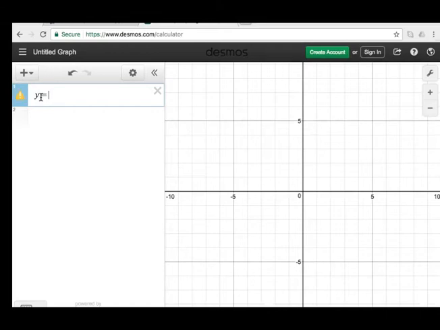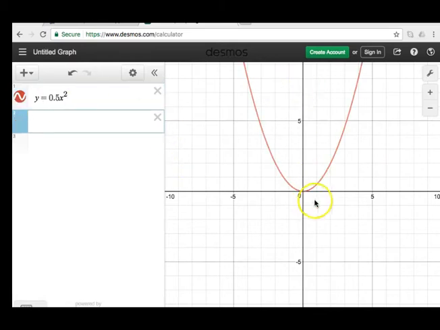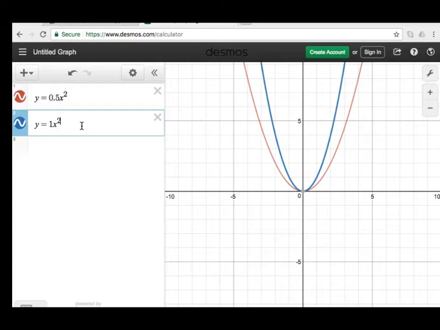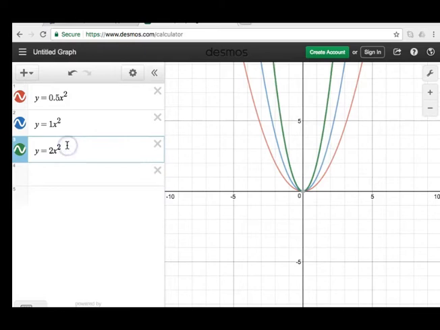So y equals a half. I'm just going to go 0.5 for a half. X, see that's a straight line, and I have to go squared. Okay, half x squared. See how it's a parabola? And then I'm going to go y equals 1x. That's a straight line until I make it squared. That's the blue one. So the red one is half x squared. Y equals 1x squared or just x squared. Okay. Then I'm going to do y equals 2x squared, which is the green one. What's happening when I make the number in front of the x bigger?